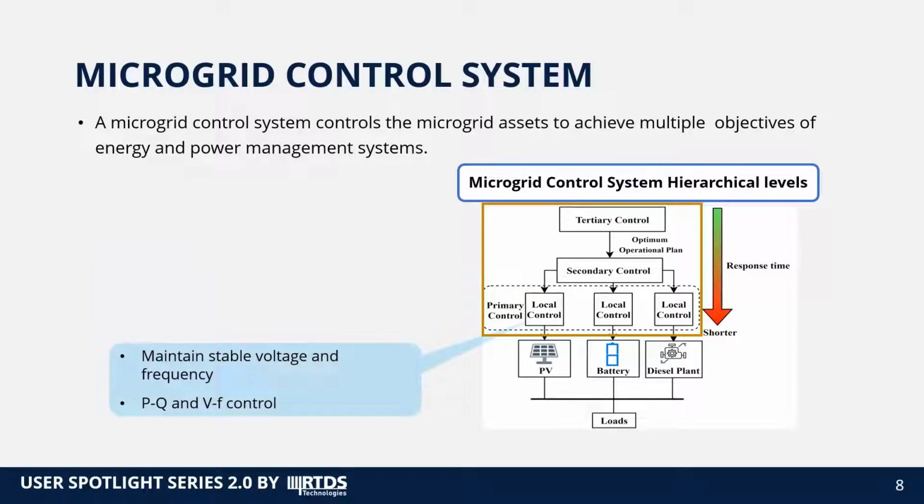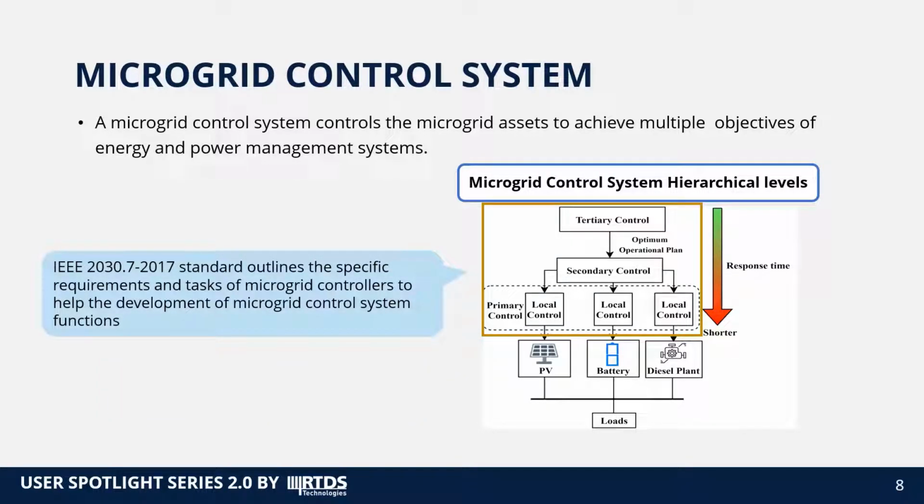The primary control layer consists of the local controllers. For example, in the case of a diesel generator, it is the excitation and governor control, whereas for a PV and battery energy storage system, it involves converter controls.